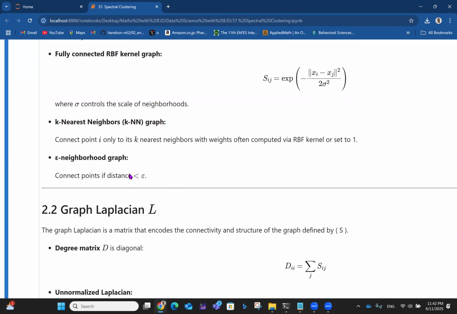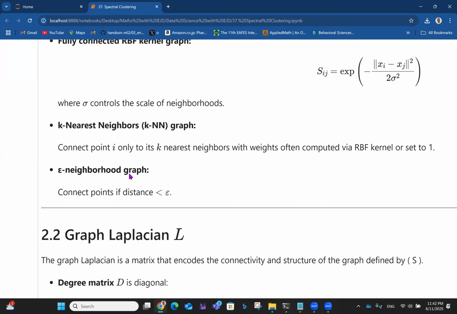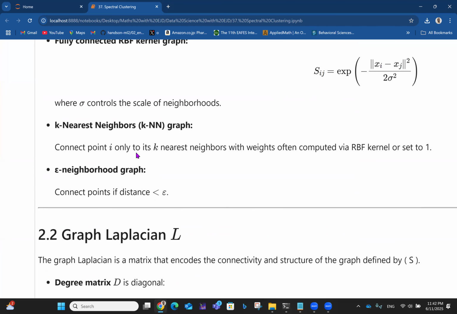Then we have the k nearest neighbor graph, the kNN graph. You connect point i only to its k nearest neighbors, with weights often computed via the RBF kernel or set to 1. Then we have the epsilon neighborhood graph, which connects points if the distance is less than epsilon. I think we saw the idea of epsilon when we talked about DBSCAN, density-based spatial clustering of applications with noise.